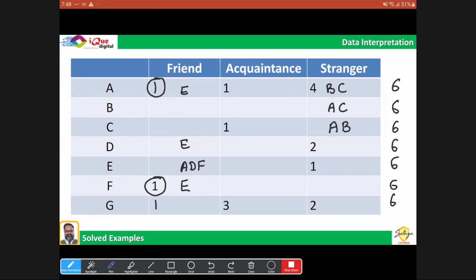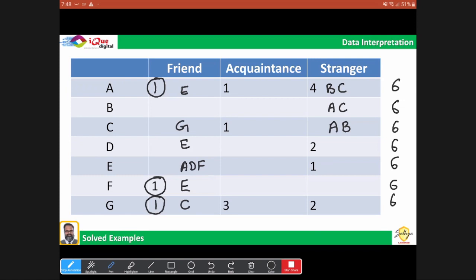Now the next clue says that Chandran and Gautam are friends. So C and G are friends, which means G and C also have to be friends. And G has only one friend and that is established as C. So now the data for G is also complete. G and C are friends, so C and G are also friends.